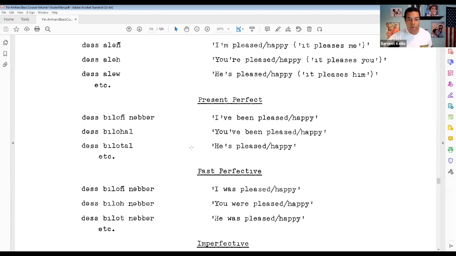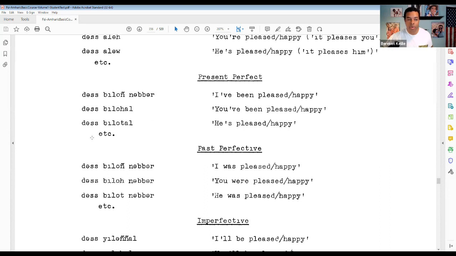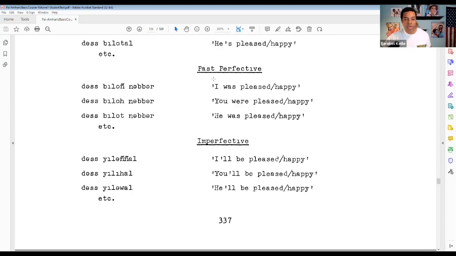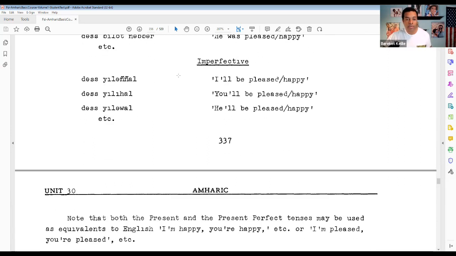And then you see the forms for the present perfect and the past perfect. For the present perfect, despelon nabar, despelohal, despelotal. And then for the past perfective, despelon nabar, I was pleased, I was happy. Despelon nabar, you were pleased or happy. And then the imperfective, des yilanyal, I'll be pleased or happy. Des yilahal, you will be pleased or happy.